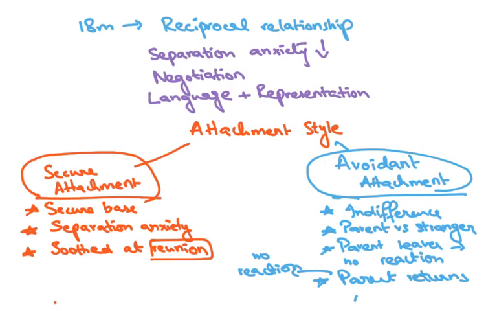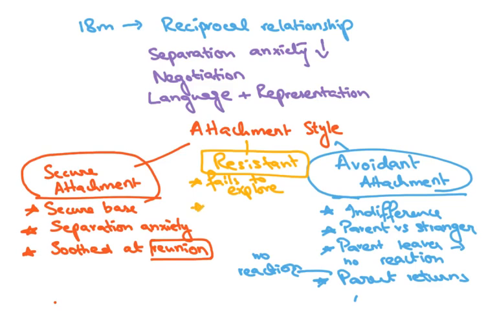Then you have another attachment style, which is called the resistant attachment style. Now, what is this? In resistant attachment, what you see is that a child often fails to explore even when the parent is present. And they seek a lot of closeness to the parent, so they do not use the parent as a secure base. They're extremely clingy to the parent. Then they show distress when the parent leaves. So there is separation anxiety present.